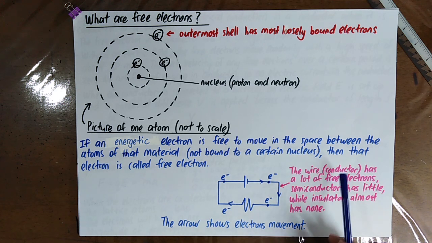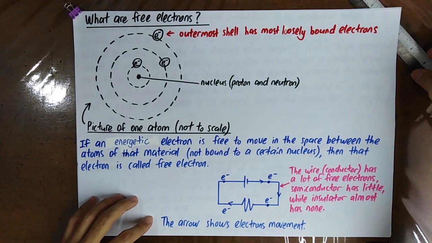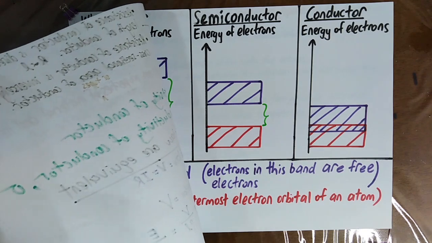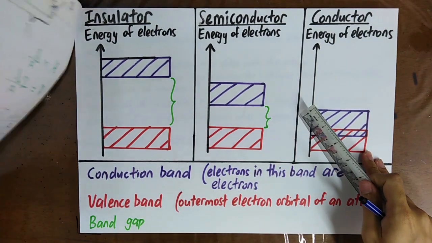Normally a conductor has a lot of free electrons, a semiconductor has very few free electrons, and an insulator almost has no free electrons at all. We will show this later.